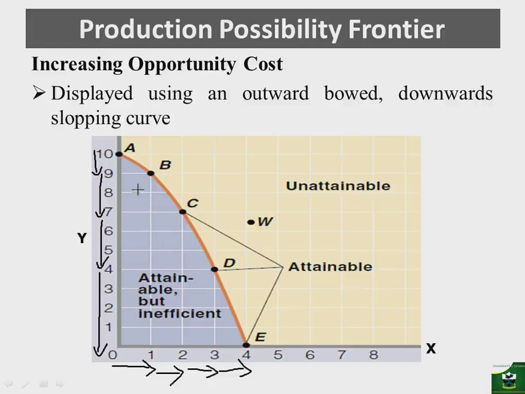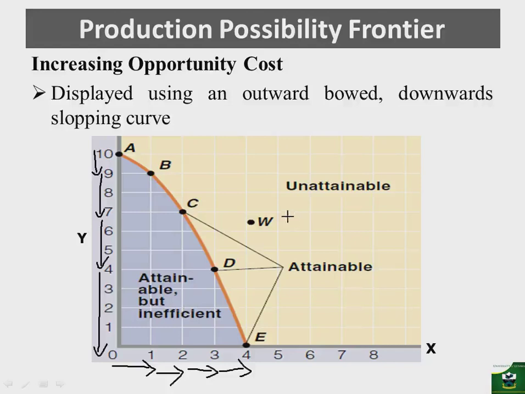Therefore, for you to be efficient, given the resources and the technology, you will have to produce on the production possibility frontier. As such, points A, B, C, D, and E are efficient points and they are attainable. So inside the PPF, you will be able to attain, but you will be inefficient. On the PPF, you will be able to attain and you will be efficient.